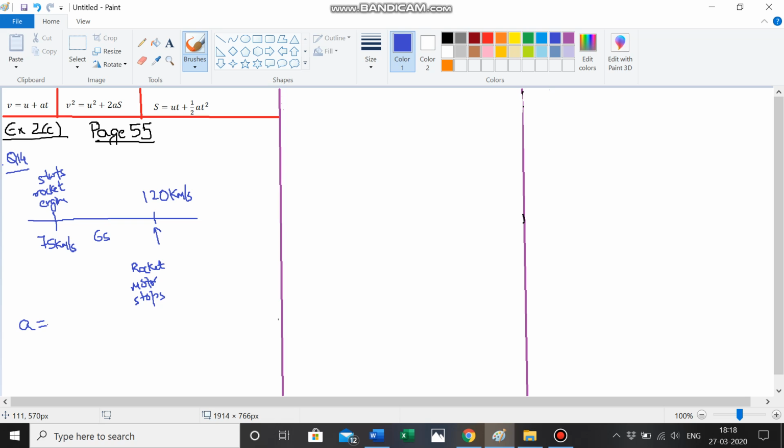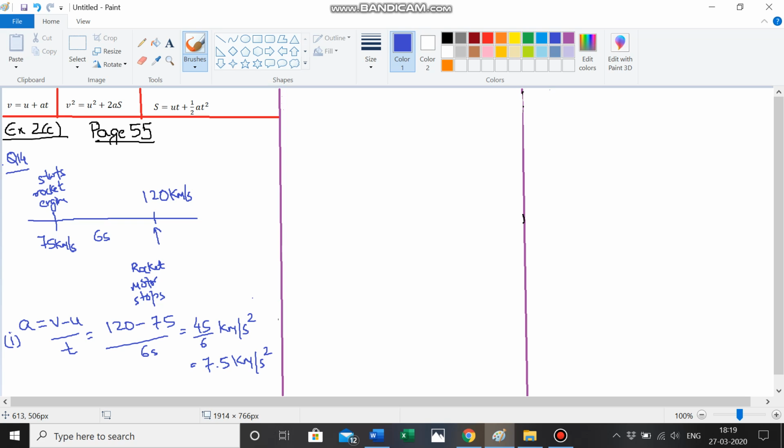I know the formula. Acceleration is equal to v minus u upon t. V is 120, u is 75, t is 6 seconds. So 120 minus 75, that's 45 upon 6 kilometer per second square. 45 upon 6, 6 sevens are 42, so that's 7.5 kilometer per second square. So part 1 of the question is done. The average acceleration was 7.5 km per second square.